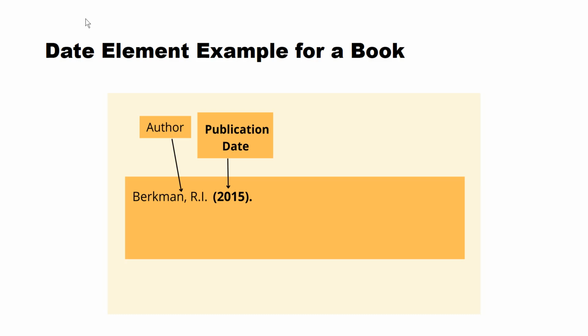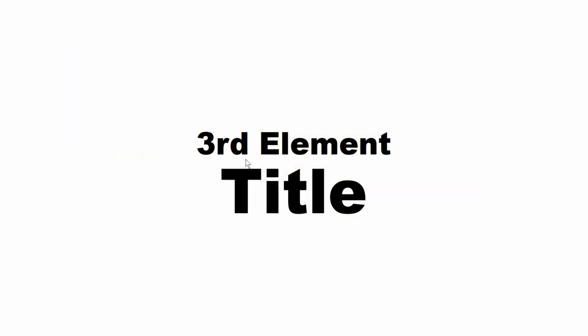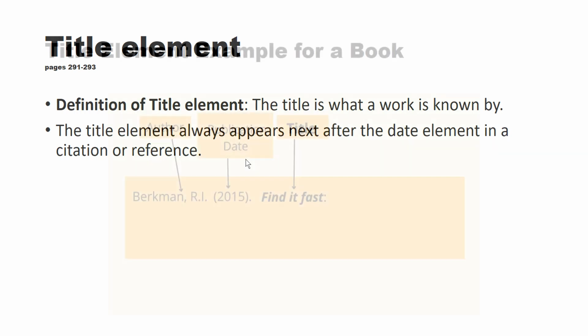Here is our example again for the book Find It Fast. We have the date indicated there in parentheses. And for the journal article, we have the author and then the publication date in parentheses again. The third element of an APA citation is the title. The title is what a work is known by. The title element always appears next after the date element in a citation or reference.